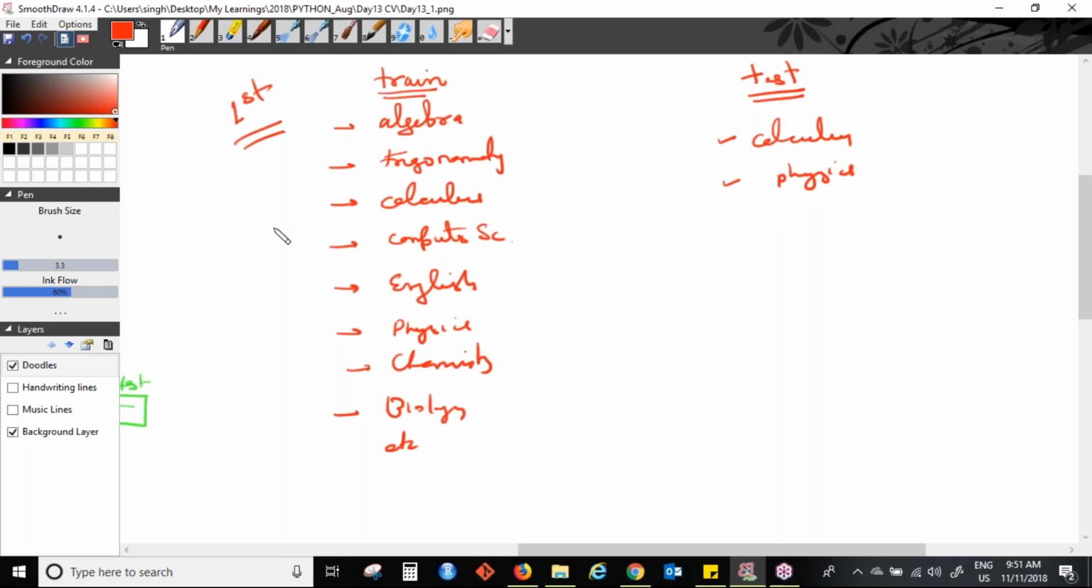Now you will change your style. You will focus more on calculus and physics, not computer science, because that is what is coming in the exam. This is what any person would do, right? If you already know that only calculus and physics is coming in the exam, you will only prepare for those. Why would you prepare for the other stuff? You will not prepare for the other stuff.